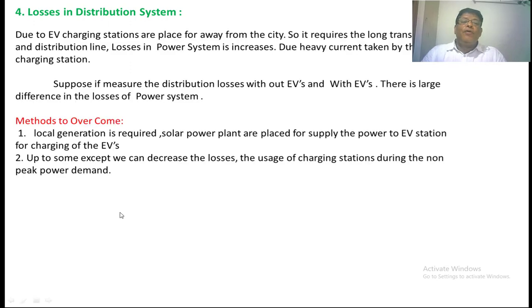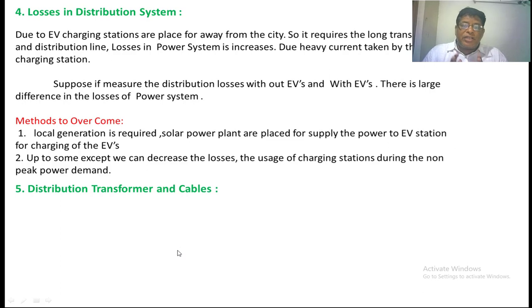Now, how are we going to overcome these losses in the distribution system? Local generation is required. By means of solar energy, we have to generate power that we can use in the charging stations to charge the EVs. Up to some extent we can decrease the losses by using the charging station during the non-peak power demand.